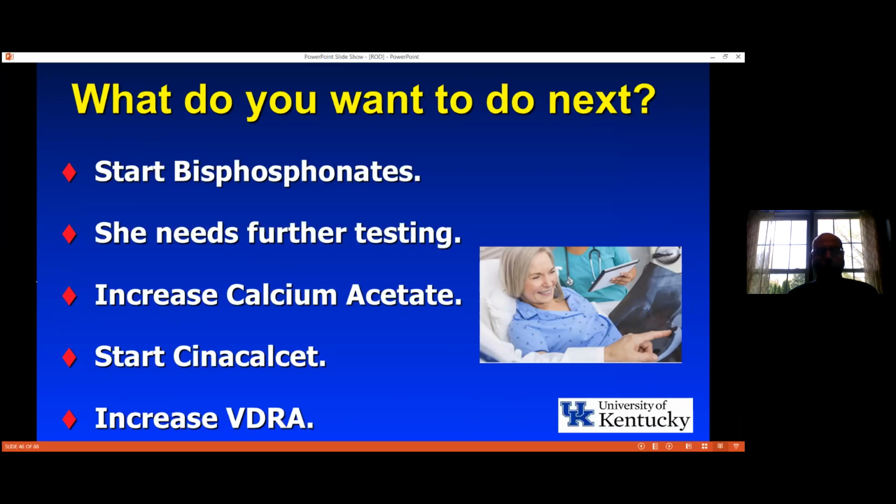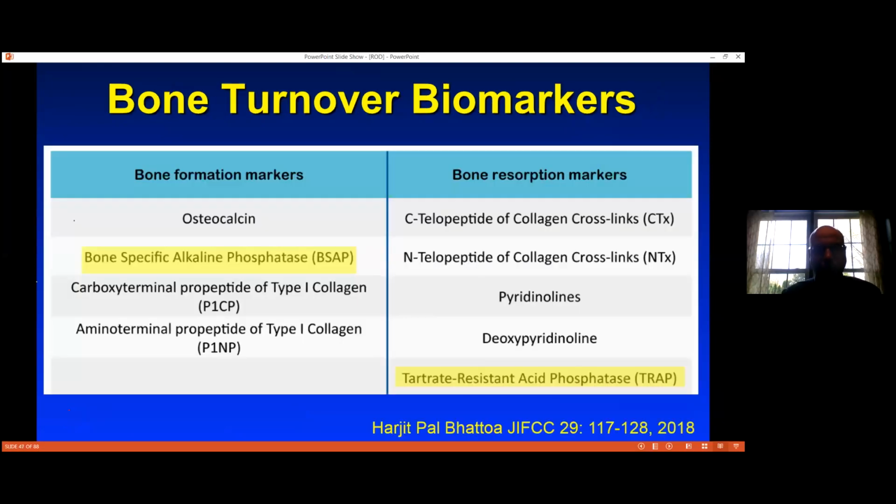You'd like to increase her VDRA, a vitamin D receptor agonist. She is already on it. A vitamin D receptor agonist probably will increase her phosphorus, will increase her calcium balance. And if she has low or adynamic bone disease, also this would be bad for her. So I would choose to do further testing, but the question is what kind of testing we need to do.